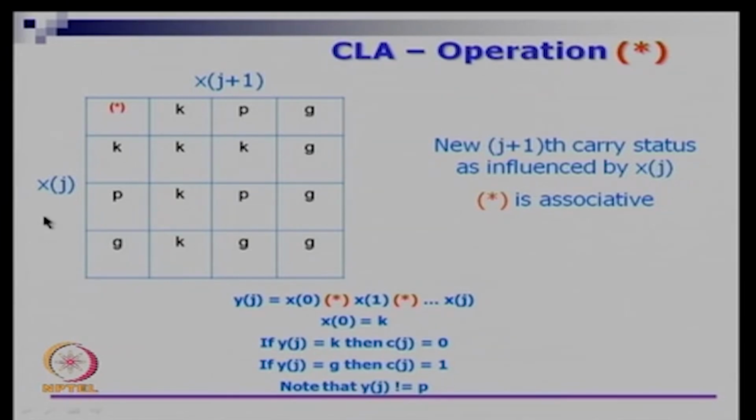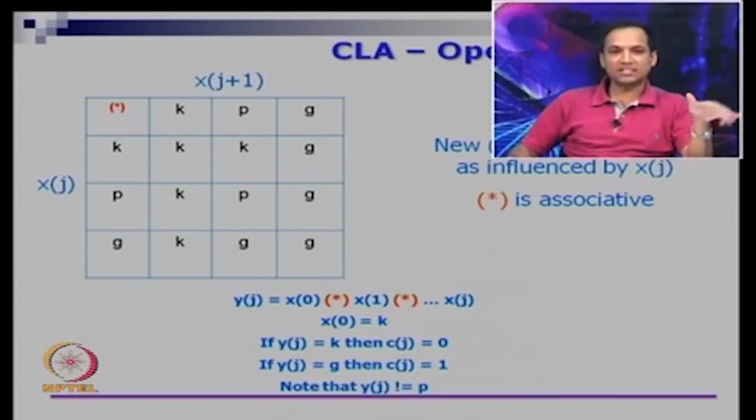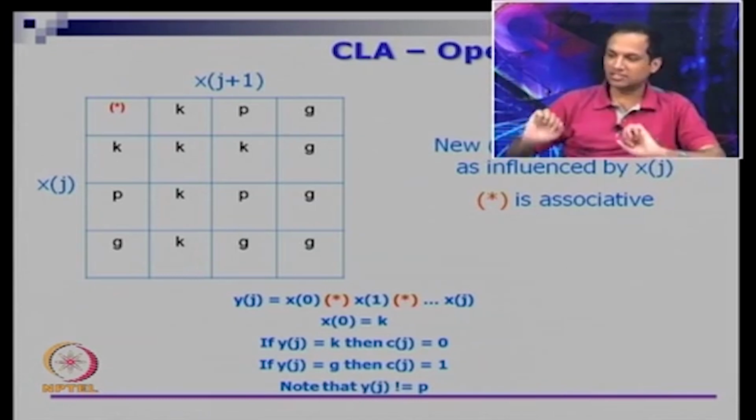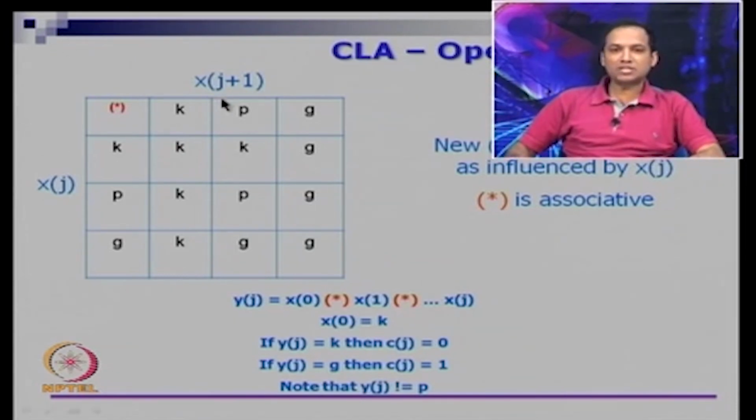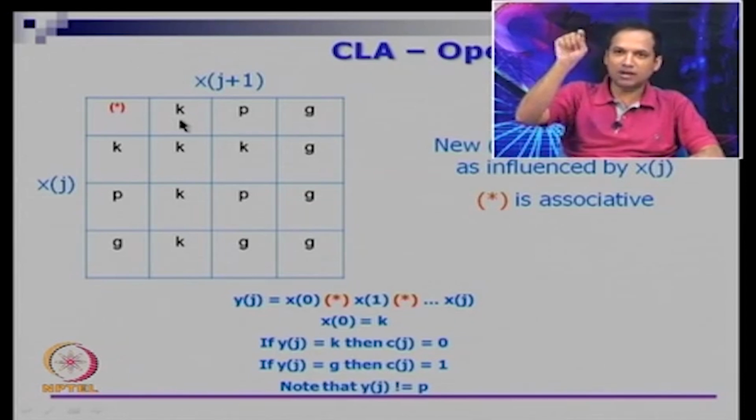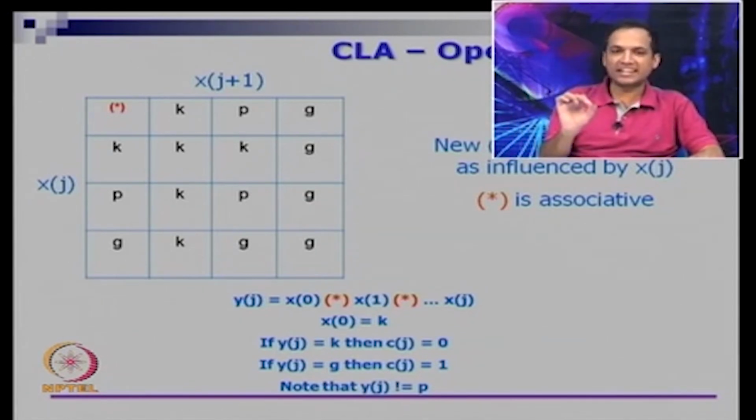And if I look at x of j, the jth stage, again it would have taken A of j and B of j, and I would have had either a kill, a propagate, or a generate for that stage. Now, since the j plus 1th stage is following the jth stage, I am going to look at what happens in the columns here. Let us say the j plus 1th stage says it is a kill, which means A of j plus 1 is 0 and B of j plus 1 is 0. So, this stage is generating a kill.